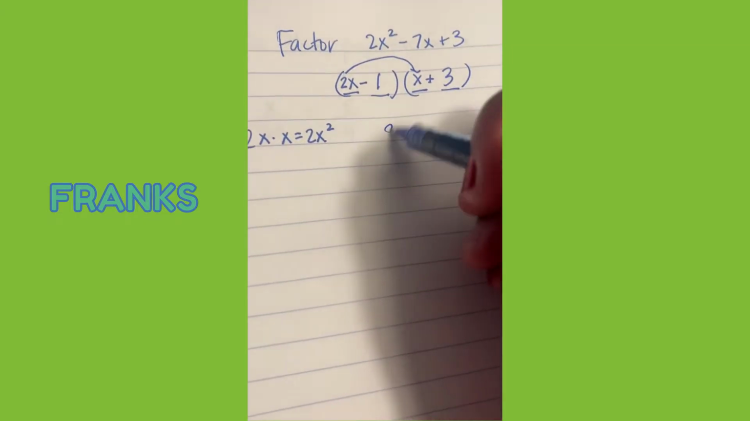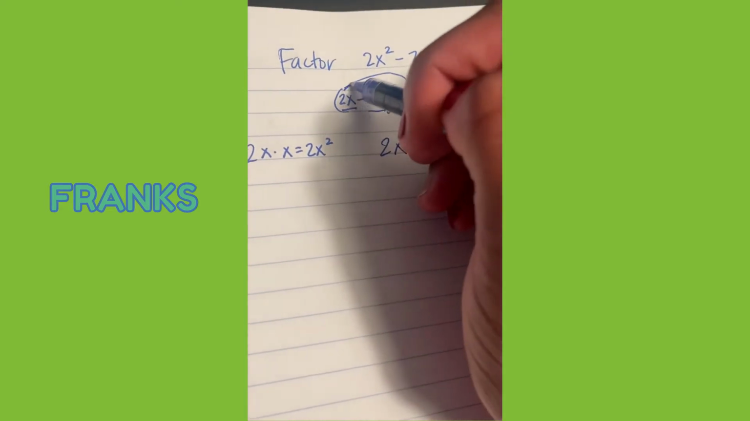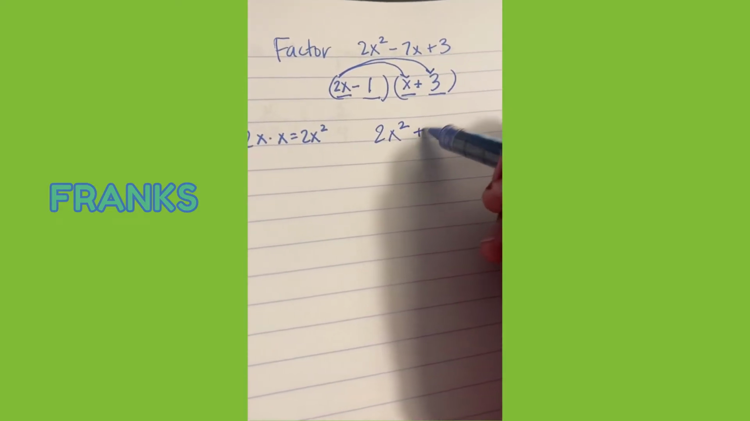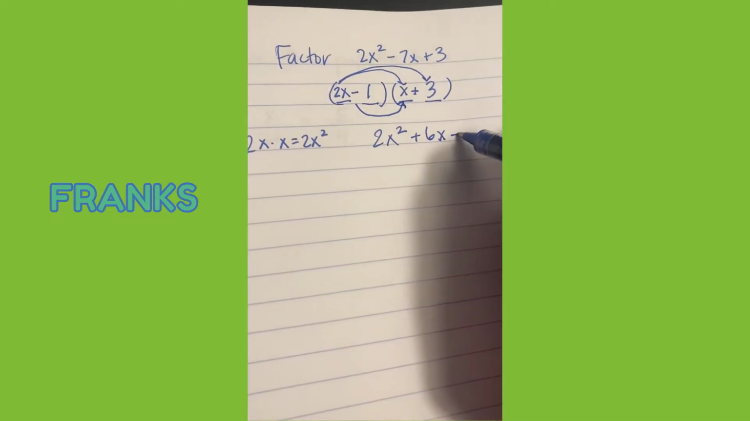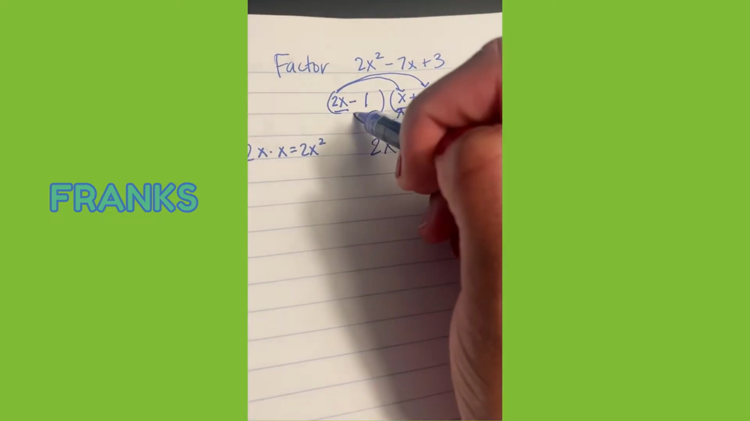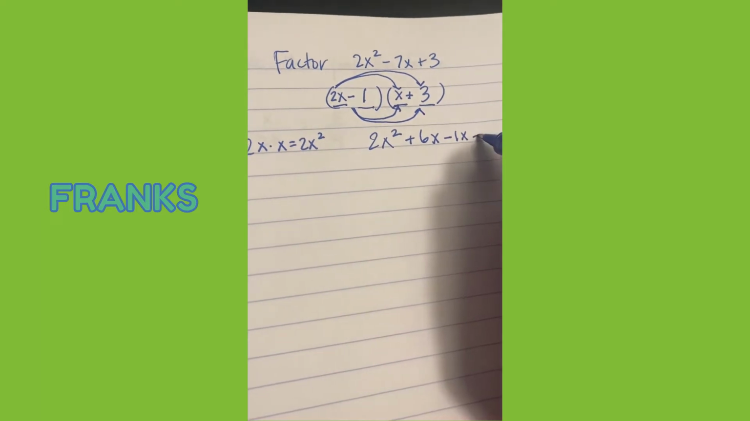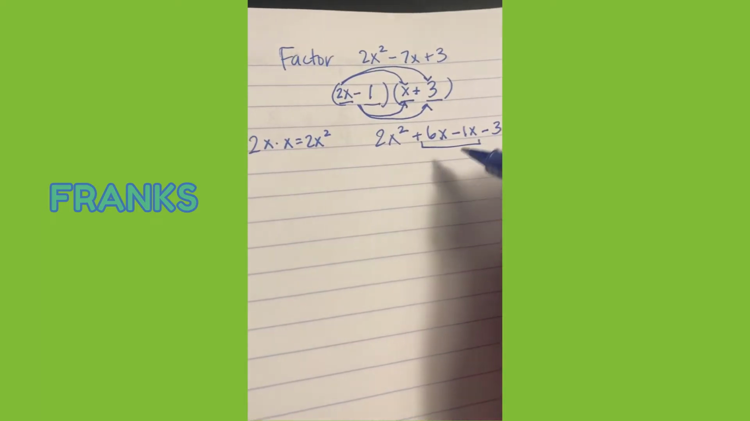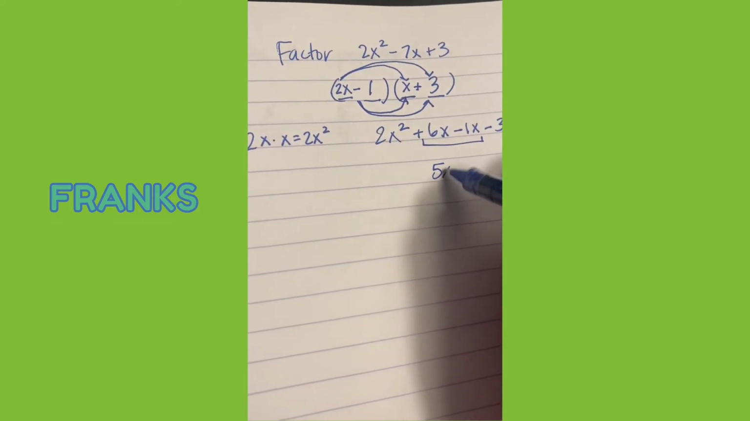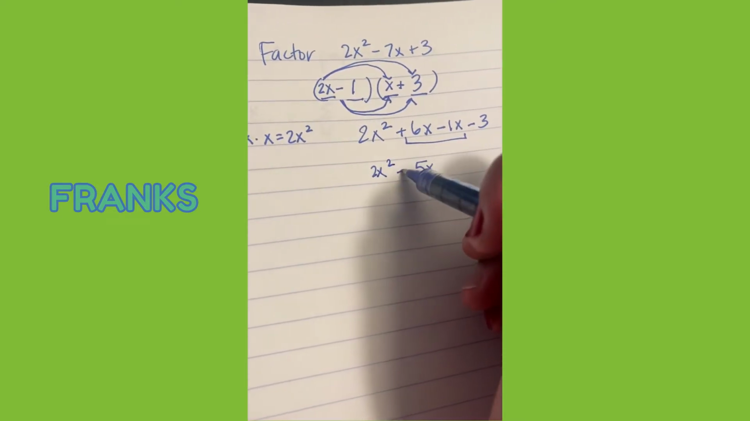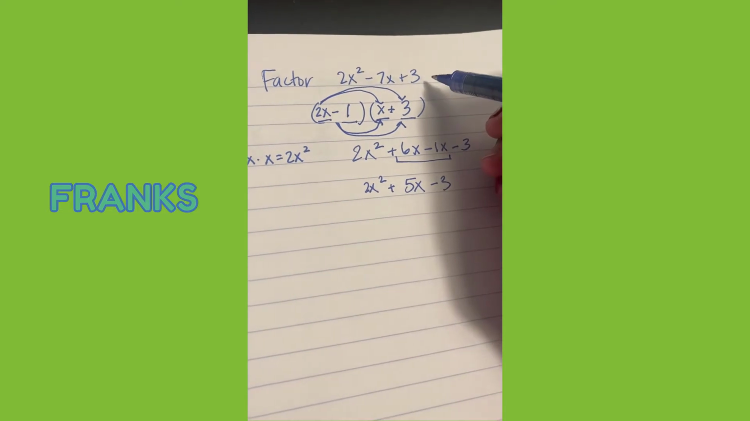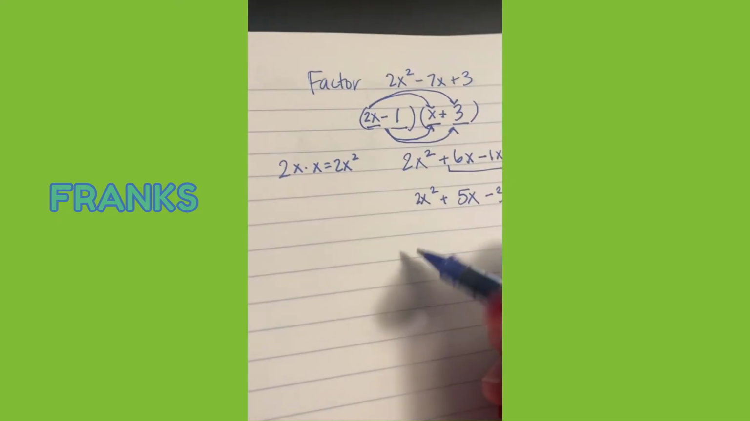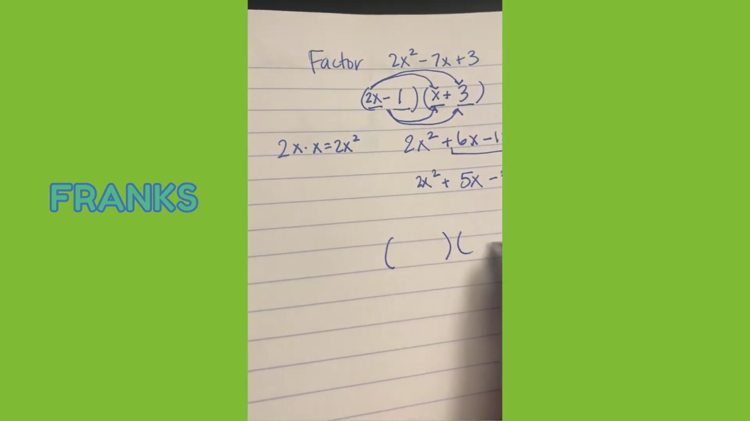2x times x is 2x squared. 2x times +3 is 6x. -1 times x is -1x. And -1 times +3 is -3. When I combine like terms, I get 5x. That is not the same as what I started with. That's okay, because I'm going to guess and check again.